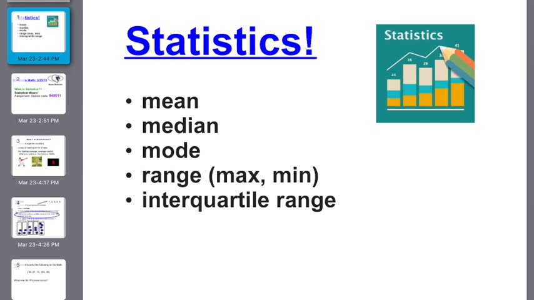But what goes with this new normal that we're looking at is we're going to be doing a lot of our learning remotely. At least for this week, we'll be doing that. So, without further ado, we're going to continue math class.